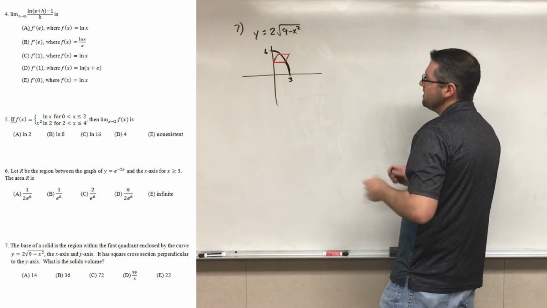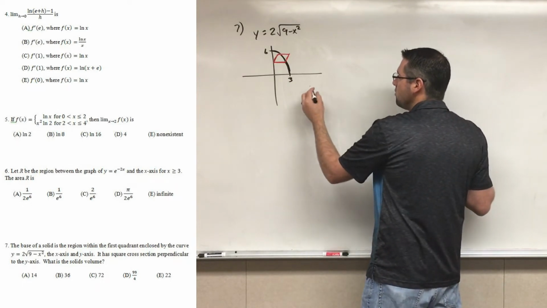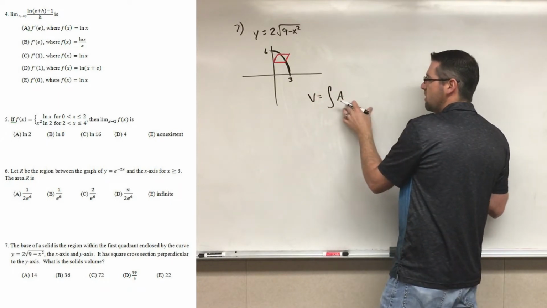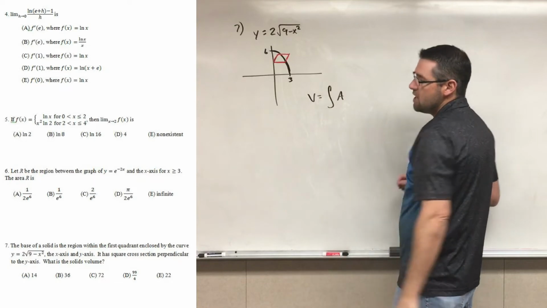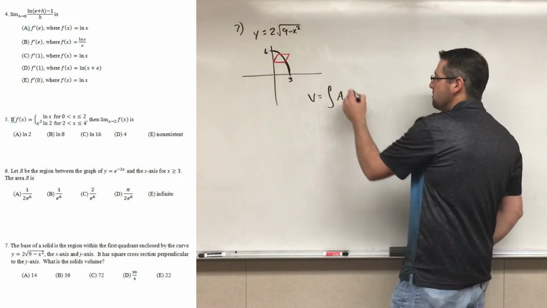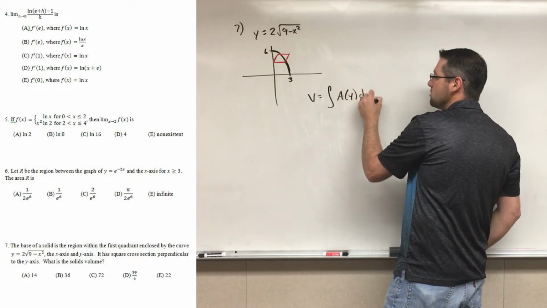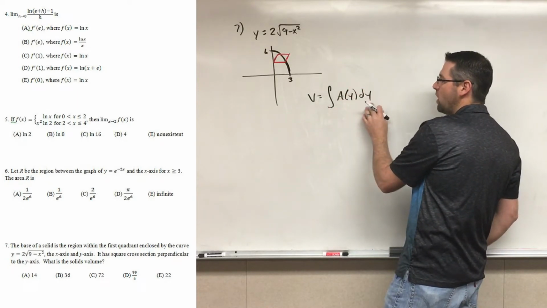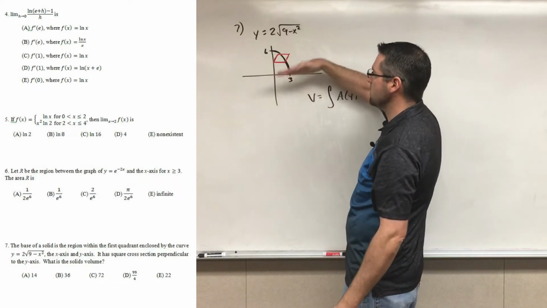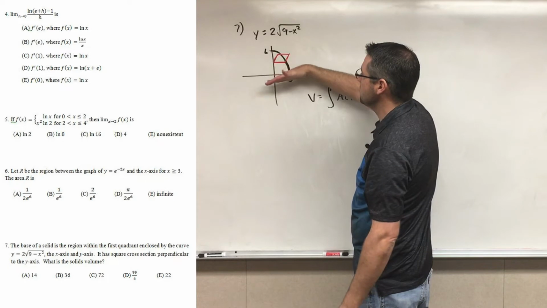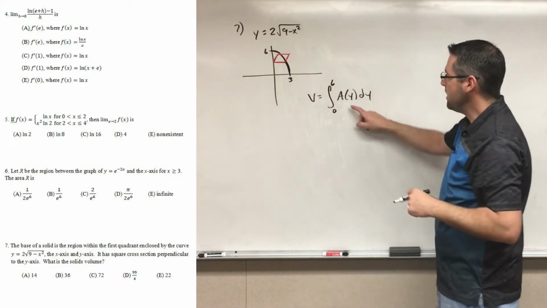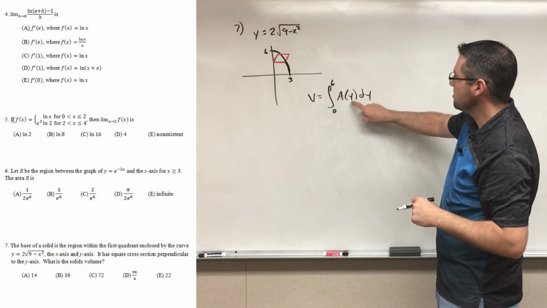So remember, to find a volume of anything, the volume is always equal to the integral of the area function, or the area equation. Now, because we're talking about perpendicular to the y-axis, we have to put things in terms of y. So this will be the integral of A of y dy, and then our limits will be y values. So instead of slicing this way, we're slicing this way. And so we're going from 0 to 6 instead of 0 to 3.